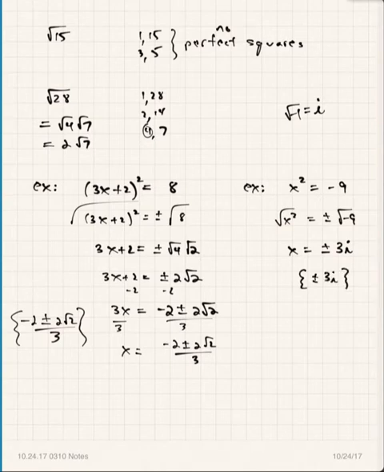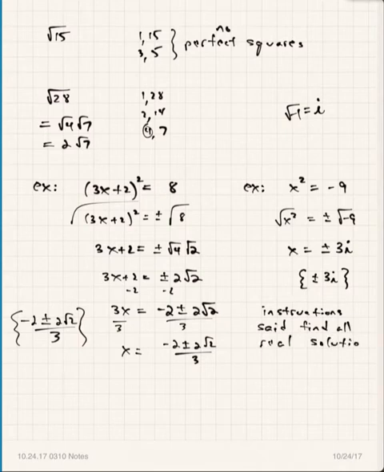Now, if the instructions on this problem said find all real solutions, well, this equation has no real solutions, right? When you have the square root of -9, those are not real numbers. And so if it said find all real solutions, then the solution set here would be no solution, because there are no real solutions to the equation. All the solutions to this equation are imaginary.